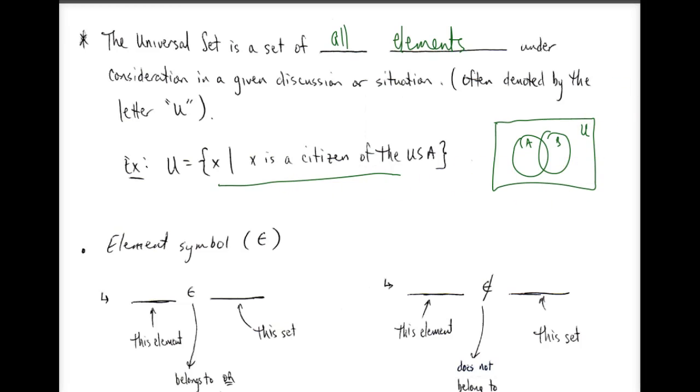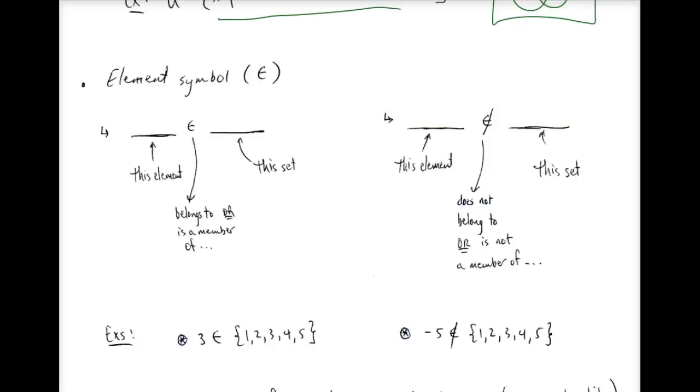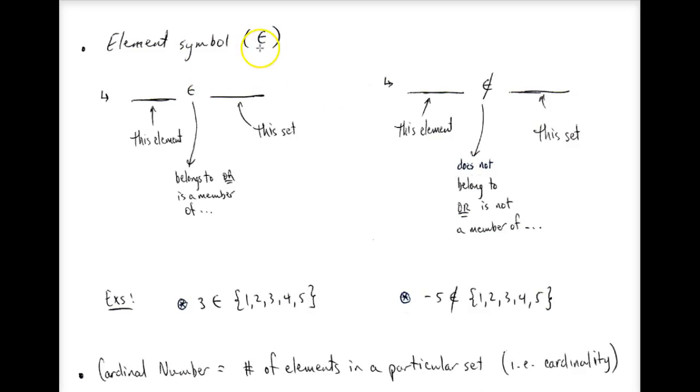All right, so the next thing that we need to know about is what's called the element symbol. This is the mathematician symbol for how we say something belongs to a set or not. Whatever's on the left, we say belongs to or is a member of what is on the right. And of course, when we put a line through it, that means that it does not belong.